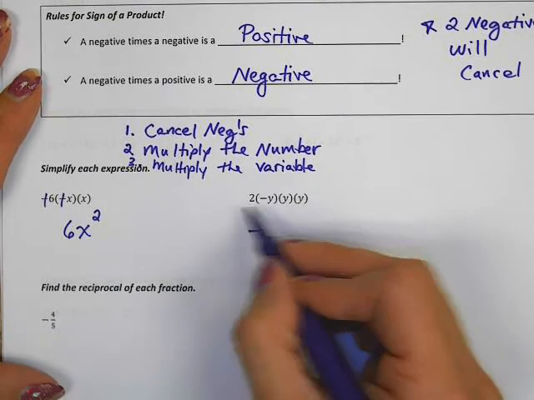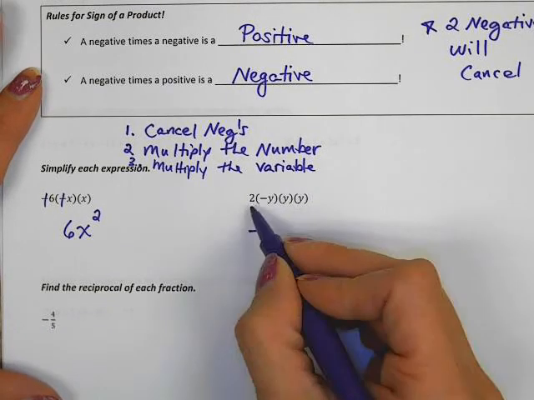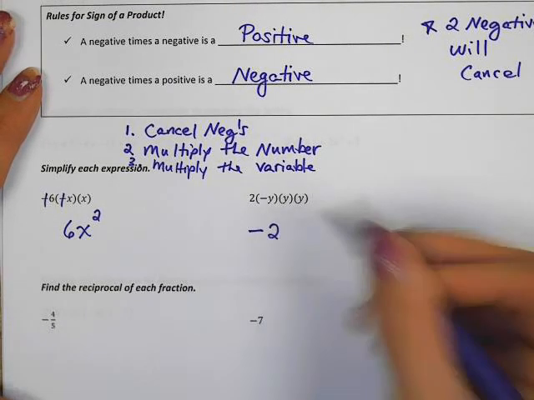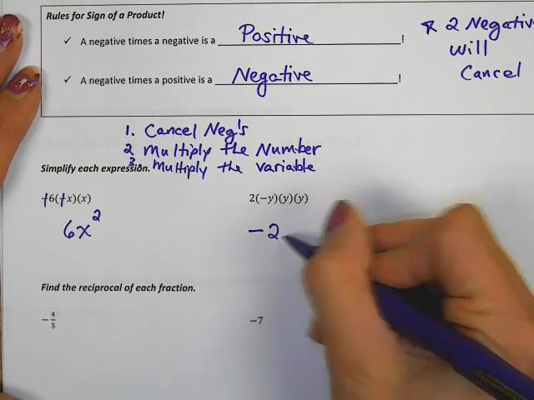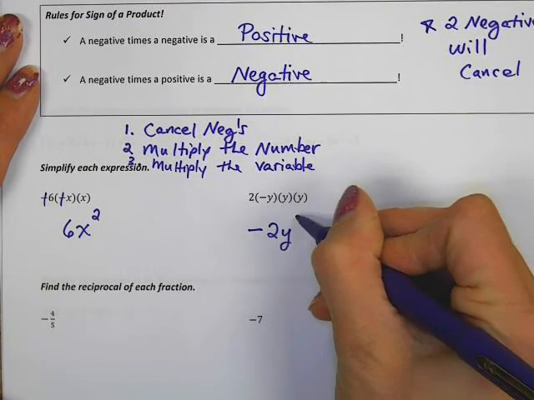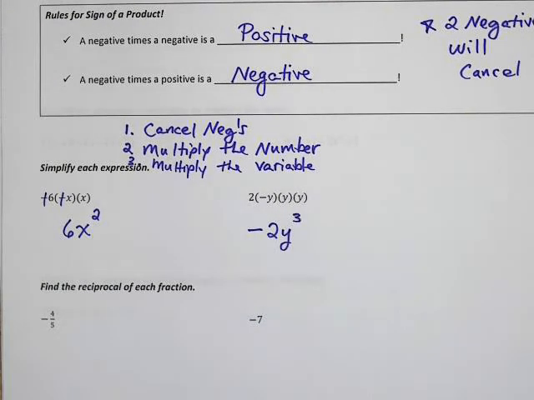Step 2, let's take a look at the numbers. I only see the number 2. And step 3, let's take care of the variable. Y times y times y is y to the power of 3. Okay, you have to be able to simplify expressions with negatives.